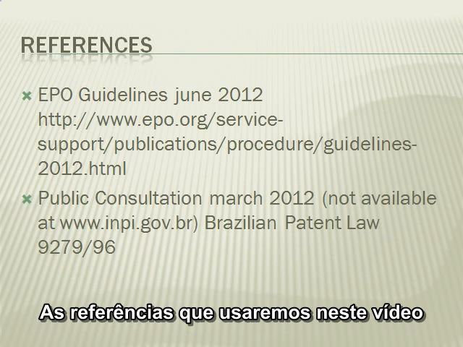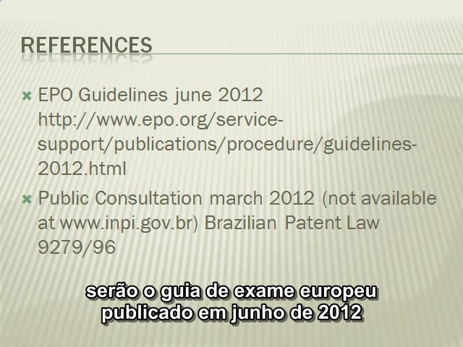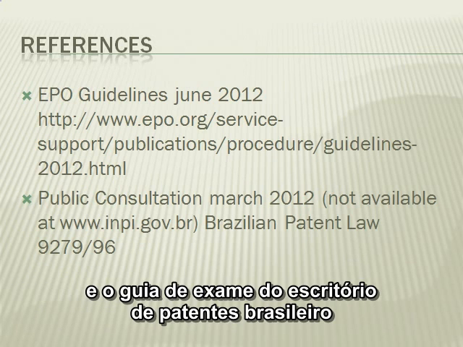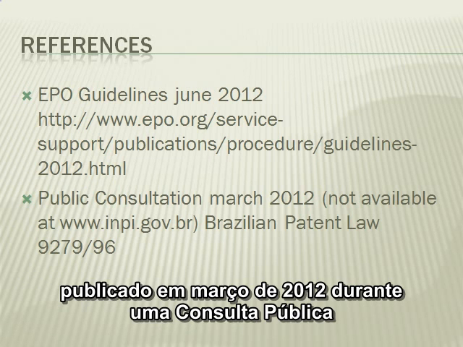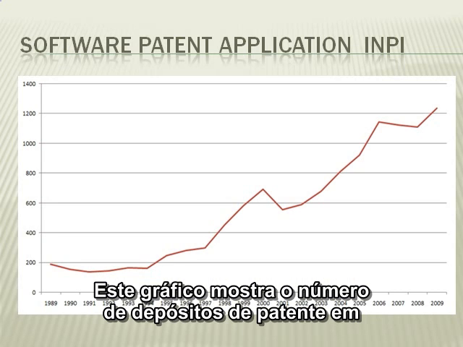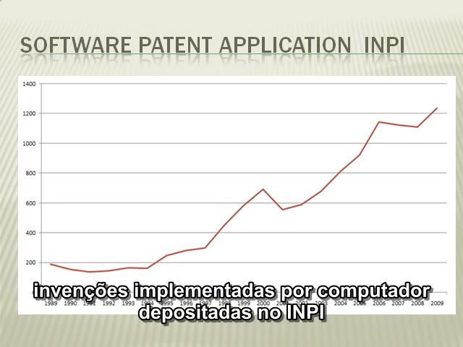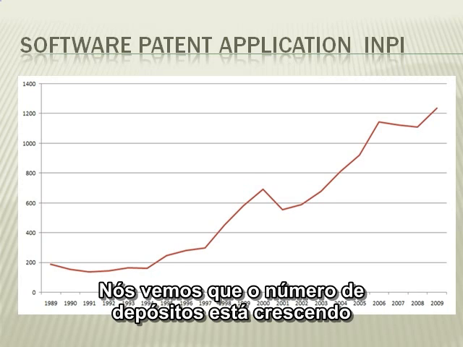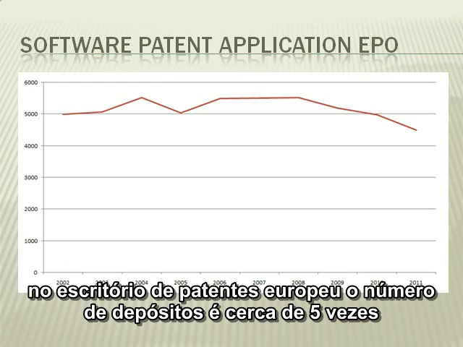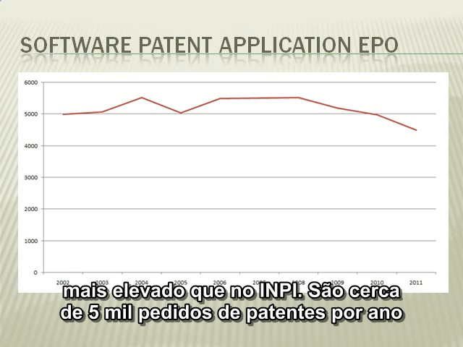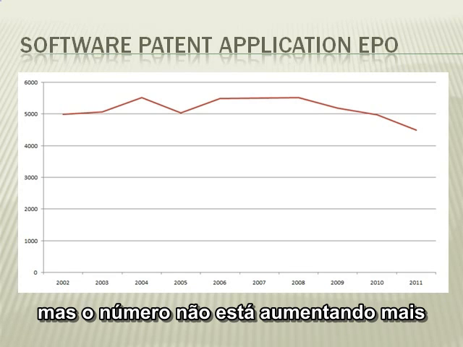The references that we use in this video will be the EPO guidelines published in 2012 and the Brazilian Patent Office guidelines for computer implemented inventions published in March 2012. This graph shows the patent applications for computer implemented inventions filed in the Brazilian Patent Office. We see that the number is growing and there are around 1,000 applications per year. In the European Patent Office, the number is 5 times higher, 5,000 applications per year, but the number is not growing anymore.